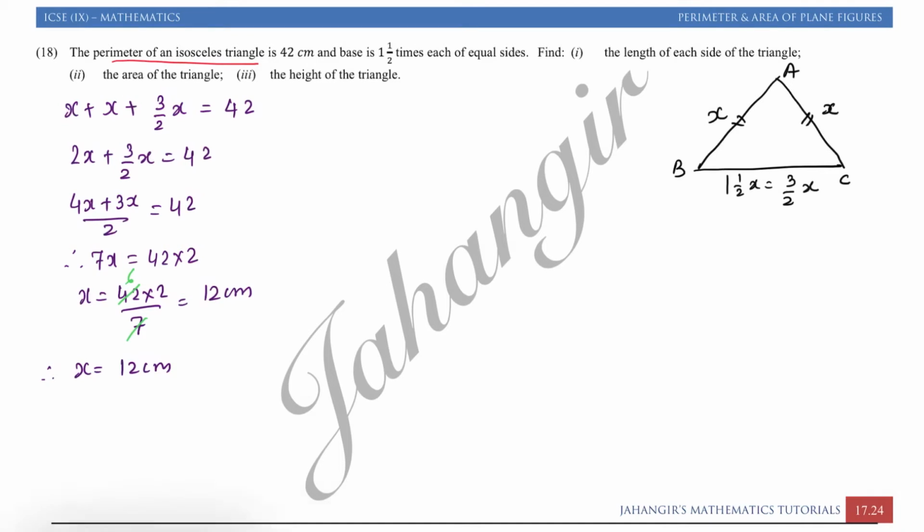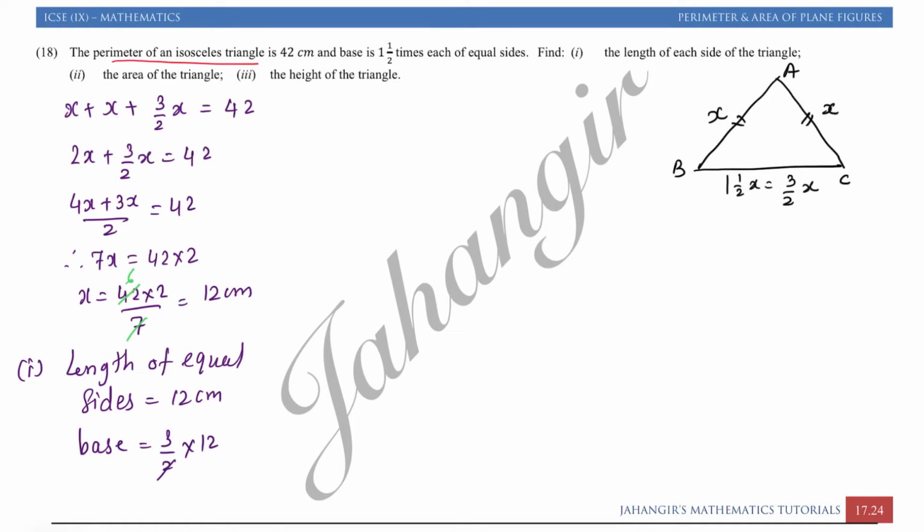You can just mention, therefore, first part: length of equal side is equal to 12 centimeter. Now we want area, so we will find the base also. Base is equal to 3 by 2 into 12. 2 ones are 2, 6 threes are 18 centimeter.